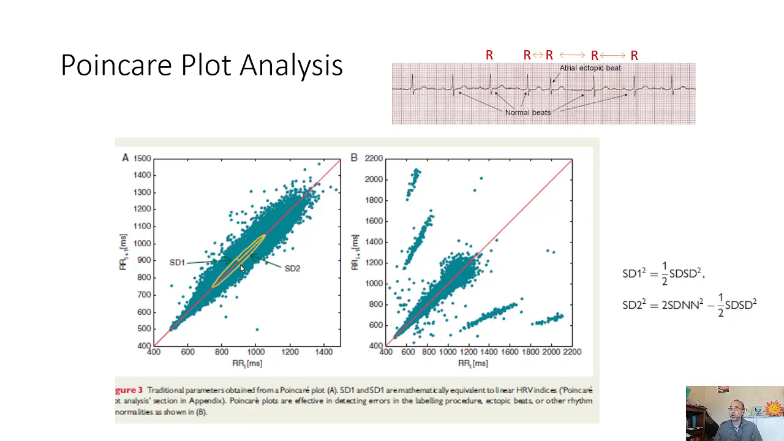In truth, SD1 and SD2 can be derived by using just simple time domain measures. SD1 squared, for instance, is equal to 1/2 of the standard deviation of successive differences squared. This is a time domain measure. SD2 can also similarly be derived using just time domain measures itself. So you do not necessarily have to plot these graphs out in order to get SD1 or SD2.